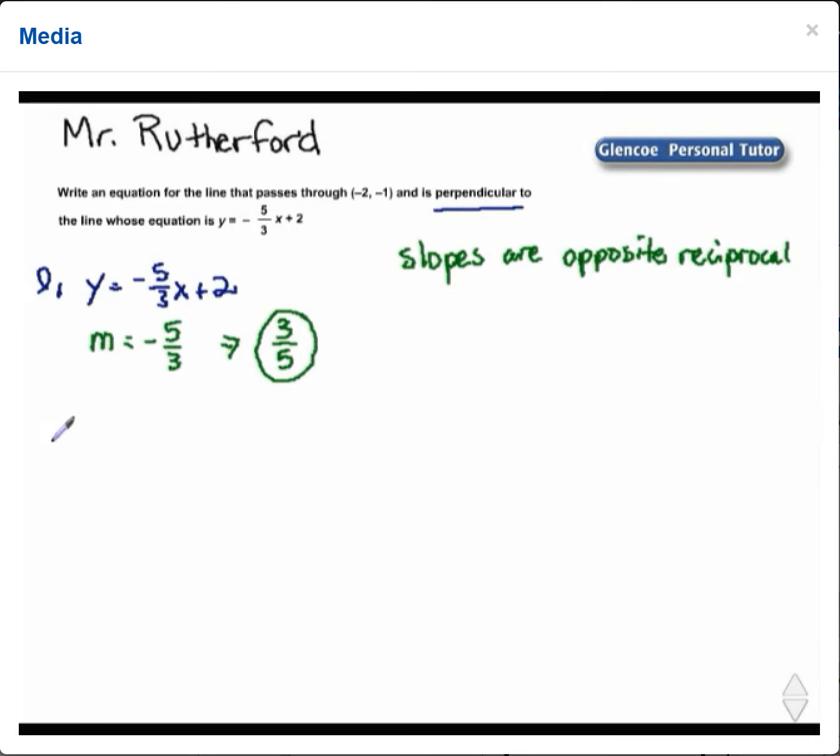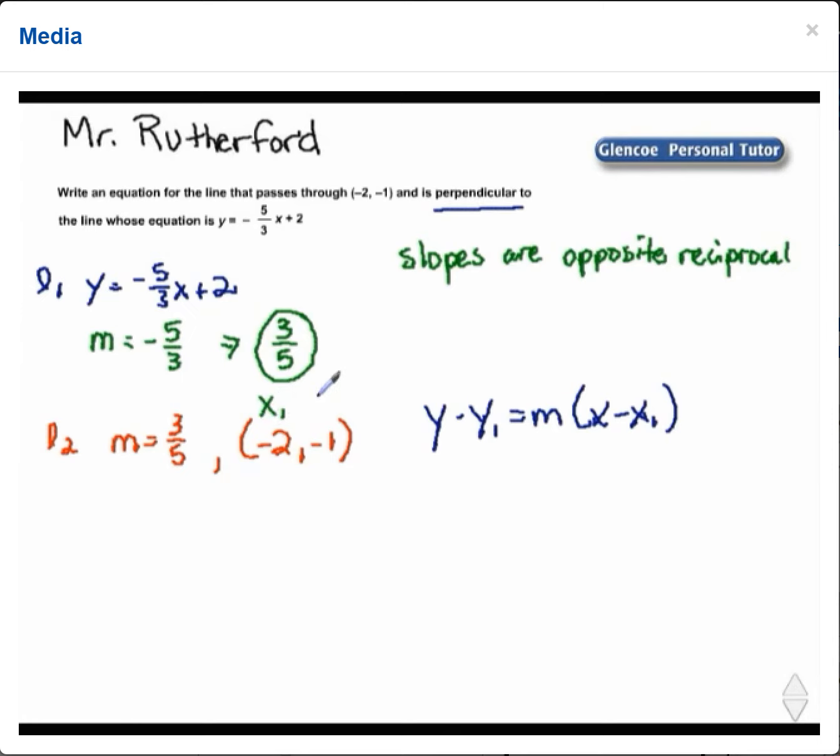So the information that we know for L2, or our new line that we're going to write, is that the slope is equal to 3/5, and it passes through a point which is (-2, -1). So in order to write the equation of this line, we're going to use point-slope form. Point-slope form is y - y1 = m(x - x1). Our -2 is our x1, and our -1 is our y1.